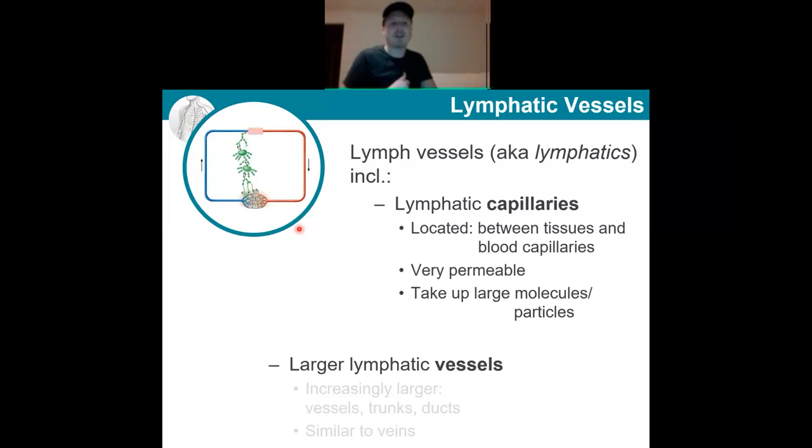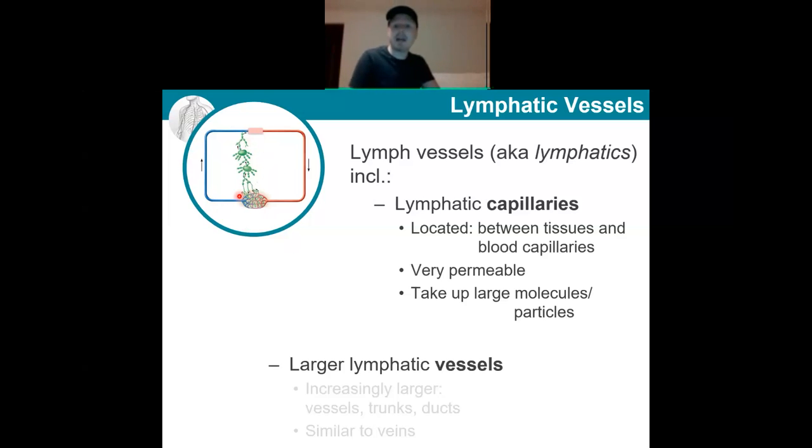So that's one function. The other function is that the lymphatic system regulates fluid balance, of course, so that we don't end up with 3 extra liters every single day. And the third function is that the lymphatic system helps with our immune system. So that's our body's protective function against pathogens.